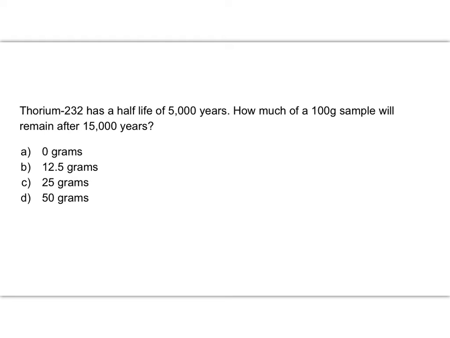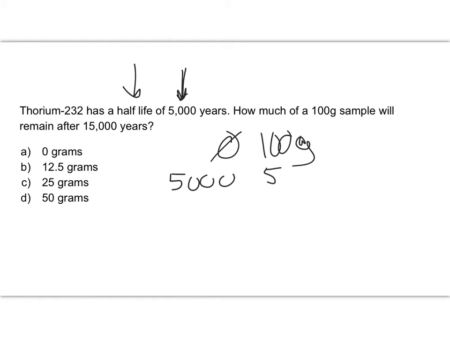Thorium-232 has a half-life of 5,000 years. How much of a 100-gram sample will remain after 15,000 years? So to figure this out, you have to remember that half-life means during each length of time that's designated as a half-life, in this case, during each cycle of 5,000 years, half of what you have decays. So if we're starting at 0, so no time, today, for example, with 100 grams of this isotope, well, after one half-life of 5,000 years, we would have 50 grams left.